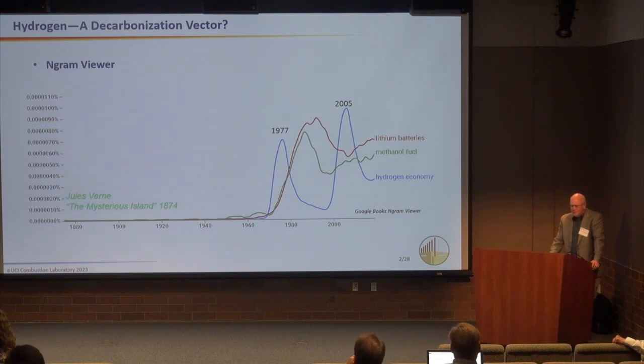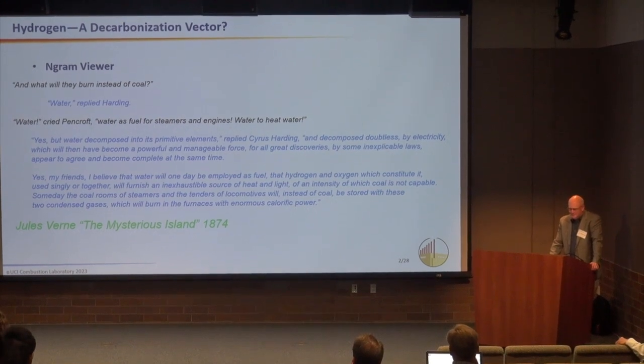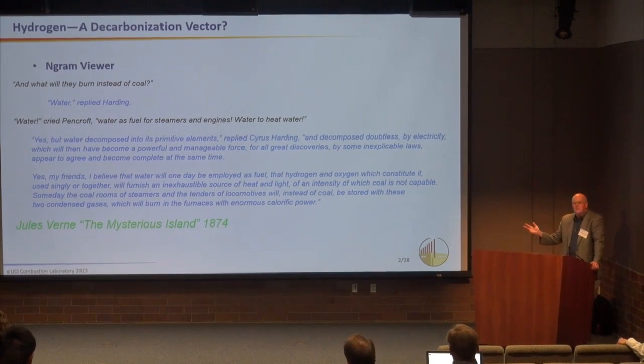There's a few eras of hydrogen, I would say. Maybe the first is from Jules Verne, The Mysterious Island. What will they burn instead of coal? Water. Right? And of course, what he really means is water that's been decomposed into hydrogen and oxygen. Is that possible today? Of course it is. So the thinking here back in 1874 is we can displace coal, fossil fuels with water, basically hydrogen.